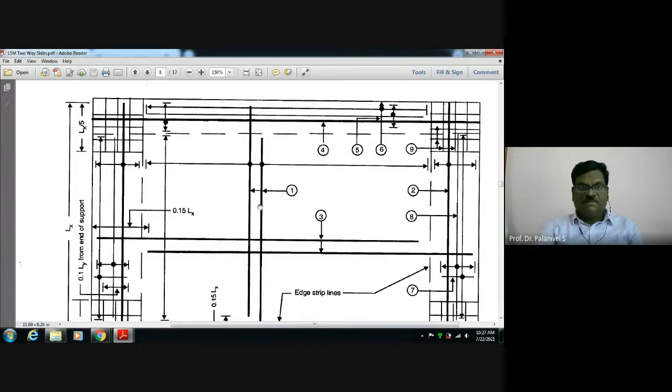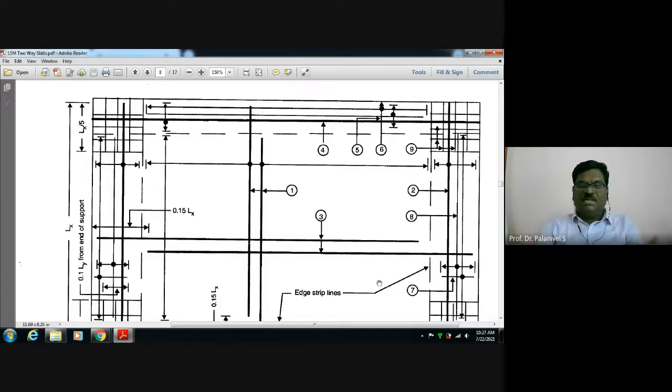Maybe it is given here. See, Lx by 5. It should be spread to a length of Lx by 5, meaning 0.2 times Lx. I told you, no. That is 0.2. Here it is 5 meter for 1 meter width, provided. See, sit and keenly observe this drawing later.